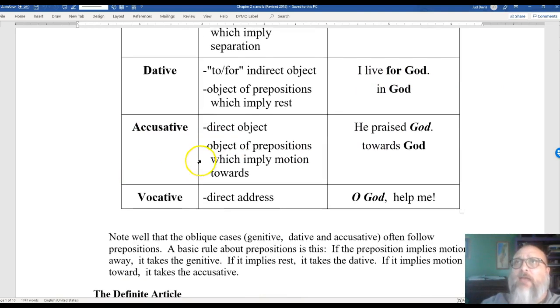The accusative case is a direct object that receives the action of the verb. He praised God. God would be the direct object. You would put the word God in the accusative case. A fifth case is the vocative case, and it's a case of direct address. It isn't used as much as the other cases are used.